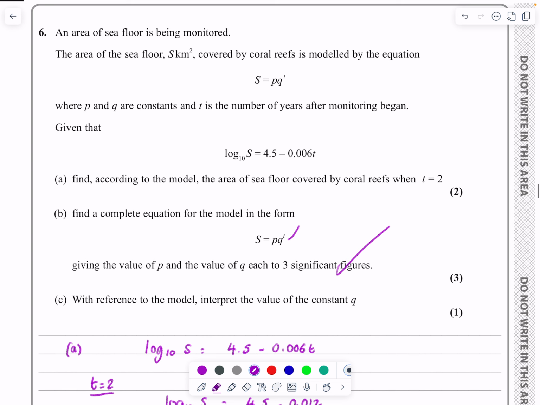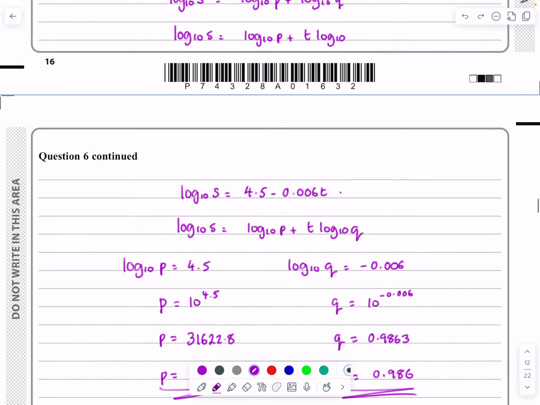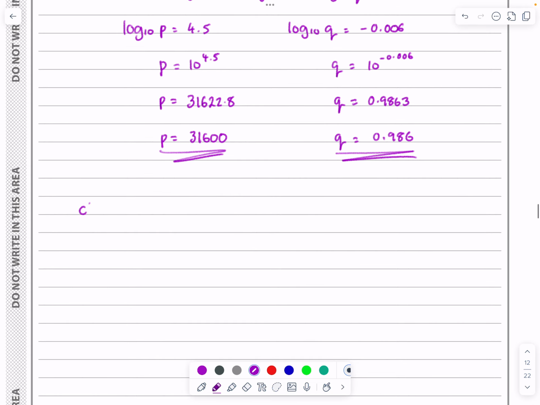And then part C says, with reference to the model, interpret the value of the constant Q. So this value Q in here, what does it mean? You don't need to do this. I'll just explain where I get my answer from. You can just write it in straight away if you can see what's going on.